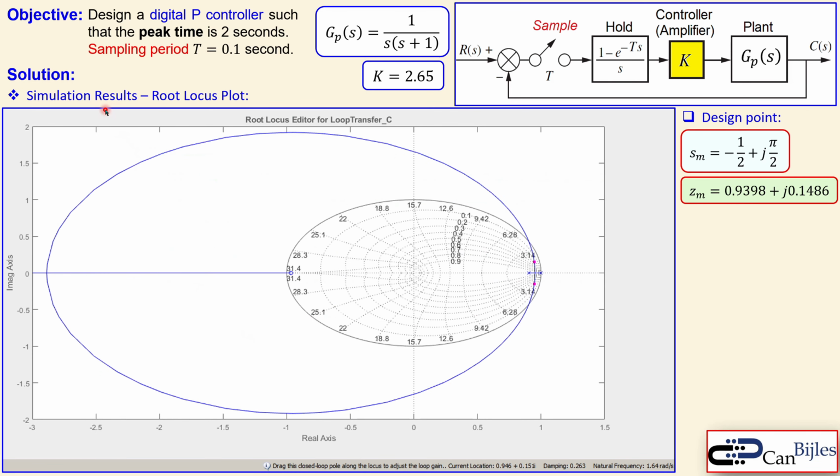Now looking at the simulation results, first the root locus plot. You see here the actual poles for this specific gain of 2.65. This is our design point. You see approximately 0.94 as the real part and 0.15 as the imaginary value. If I look down here at the current location of this pole, it is 0.946, which is close to that, and 0.151 j, of course, in our calculation, and it is also very close to that one. So you can see it is really close and it confirms our design point.